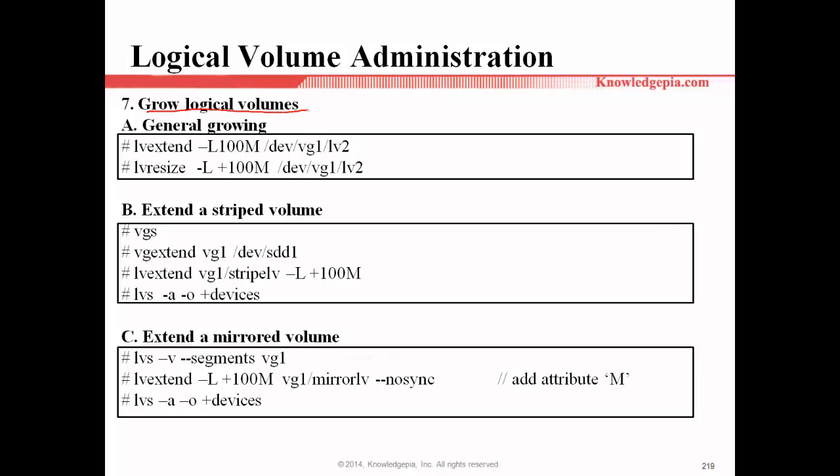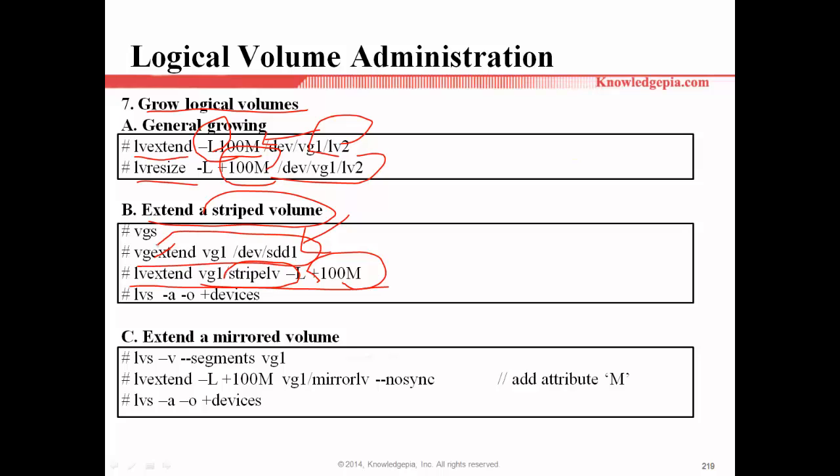Number 7, grow the logical volume. So for general growing, in this case we can use lvextend. Size 100 megabytes for logical volume 2. Then this one will increase 100 megabytes more. lvresize, then here plus, is also the same. In case of a striped volume it is also the same, but we can use it like this: lvextend, the stripe volume name, and size. But sometimes if we fail to increase the size of the stripe, then we need to add more physical volumes to the volume group. And the mirrored volume is the same.